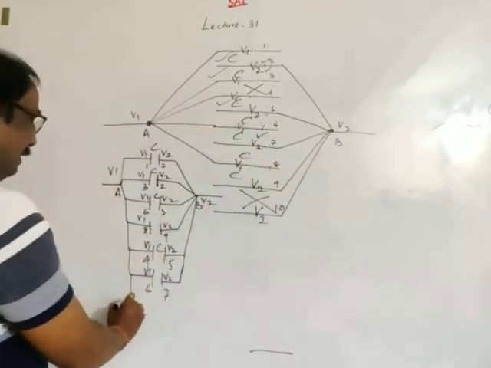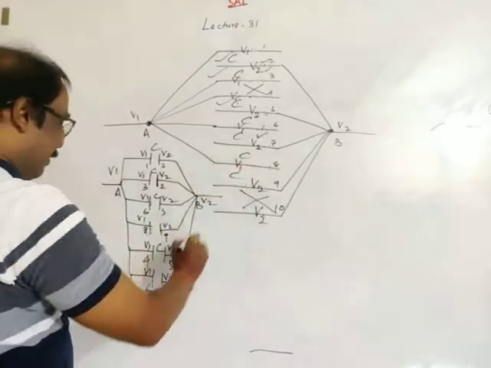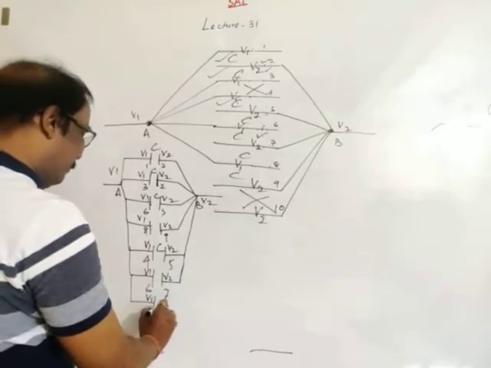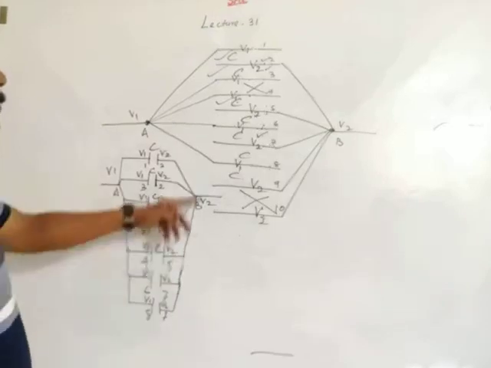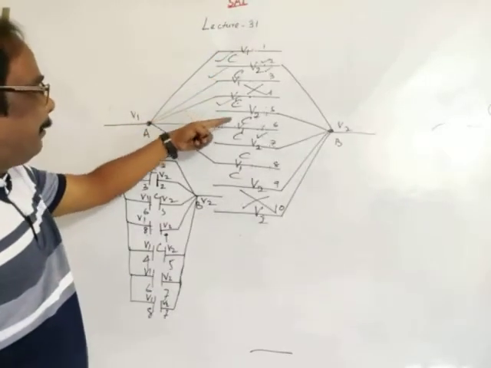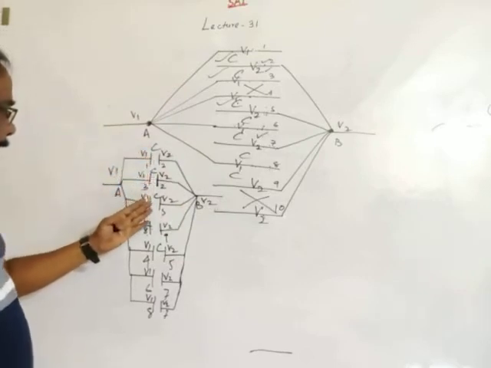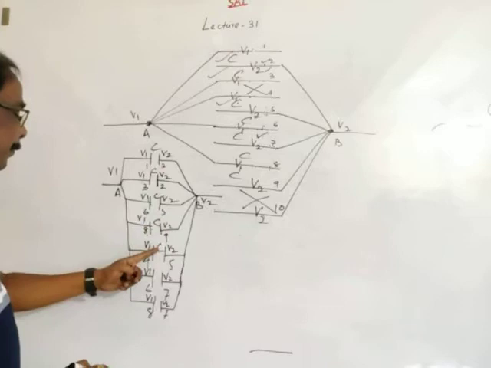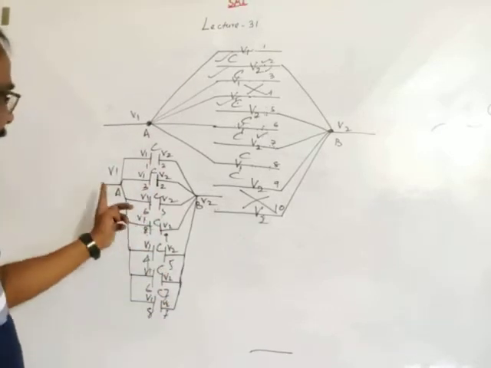See, the 8th plate is at potential V1, the 7th plate is at potential V2. Now it is completed, 7 capacitors: 1, 2, 3, 4, 5, 6, 7. See, I have numbered the plates between A and B.